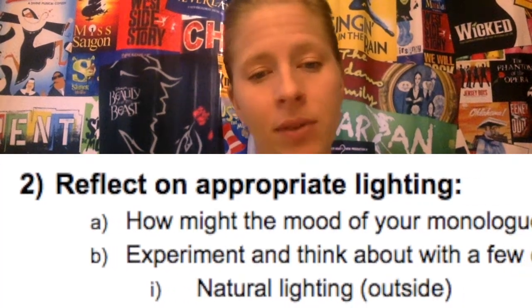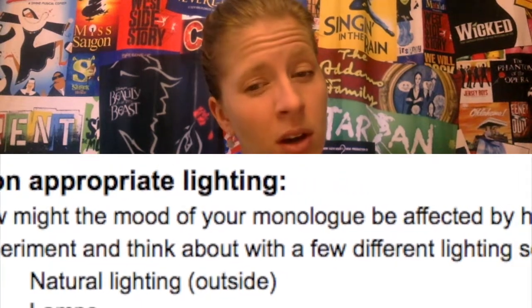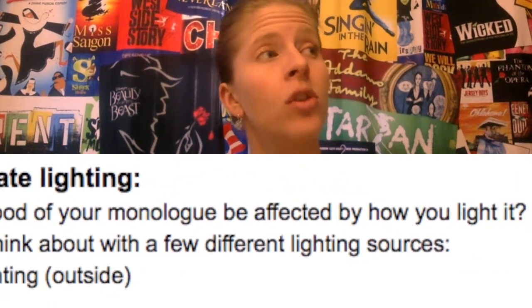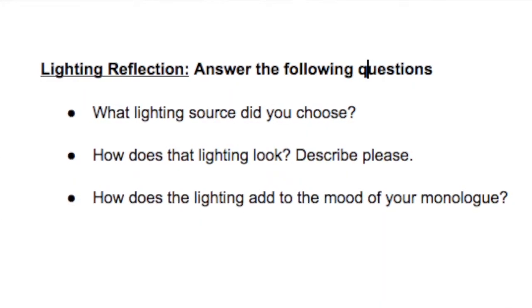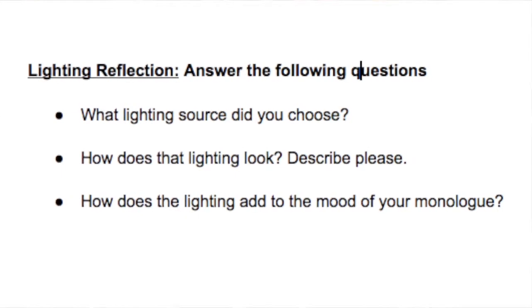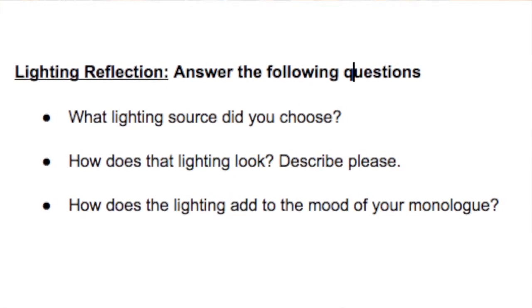And then you want to reflect on the appropriate lighting. How might the mood of your monologue be affected by how you light it? If you light your monologue and you're outside and it's very bright and sunny, how would that be different if you lit your monologue where you were in your closet, and it's dark and you just have one light on your face? So you want to experiment and think about these different lighting sources.